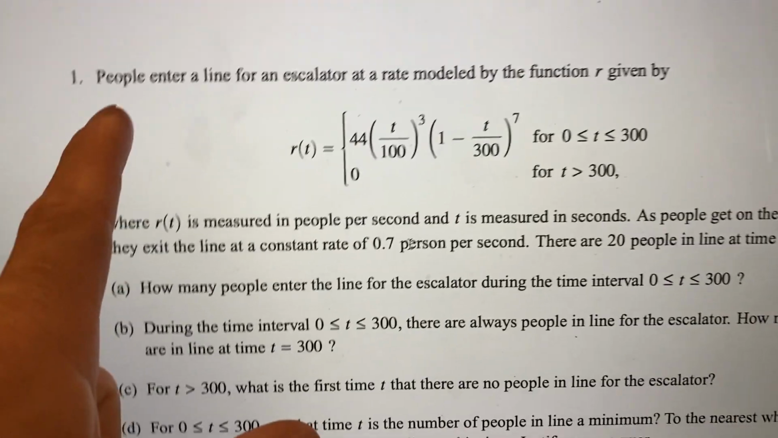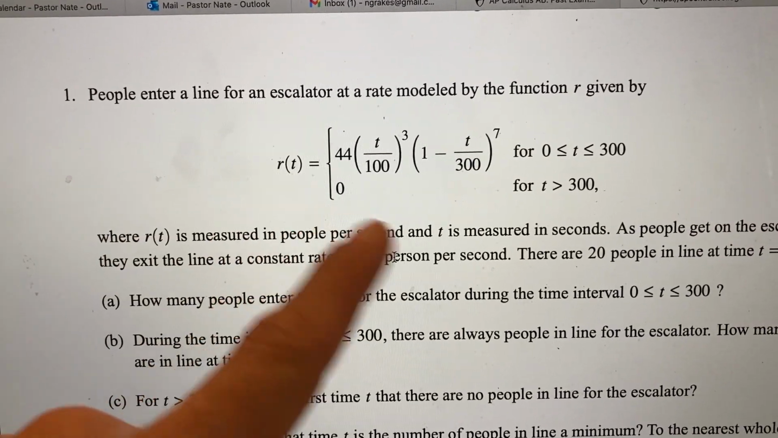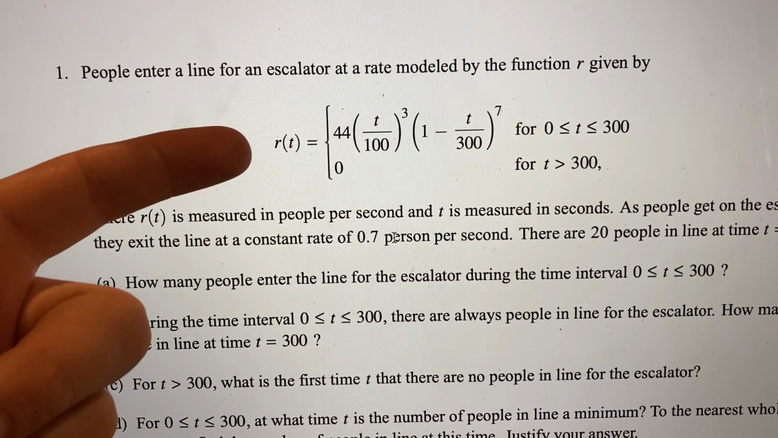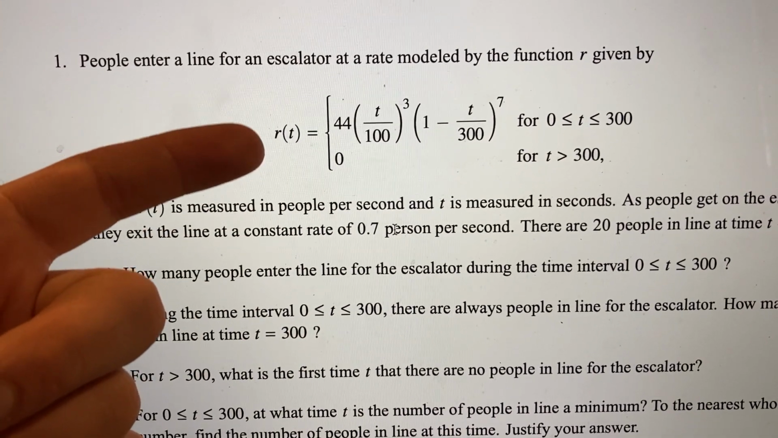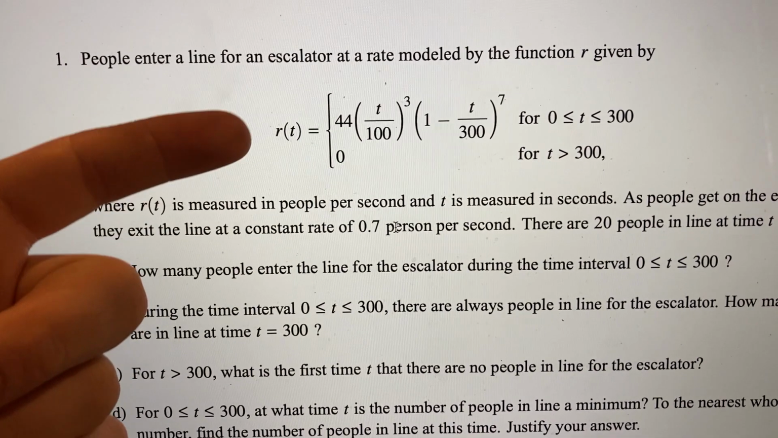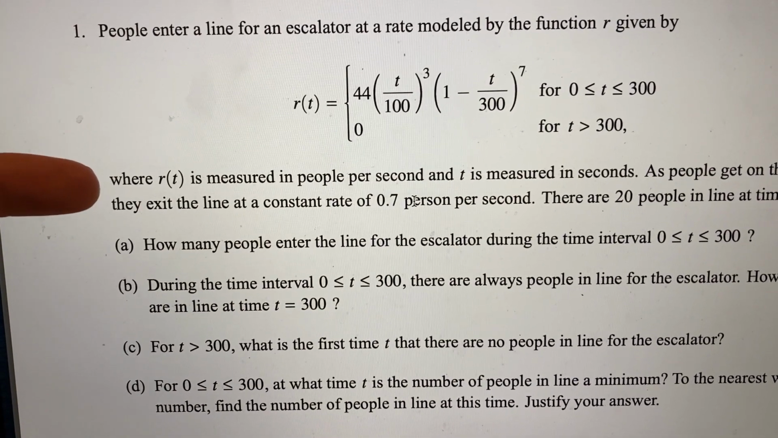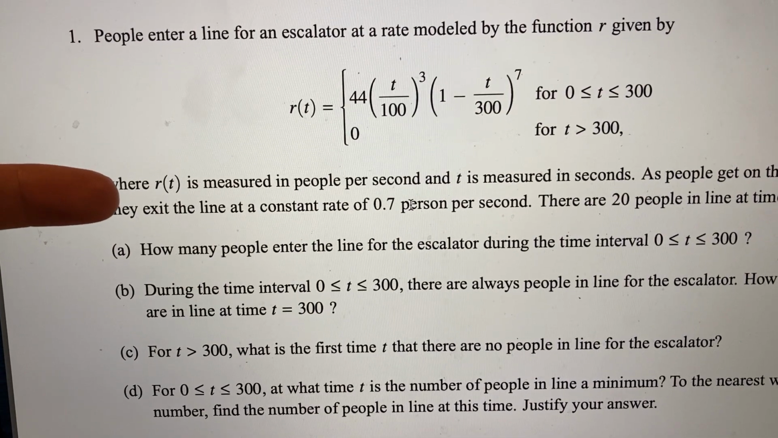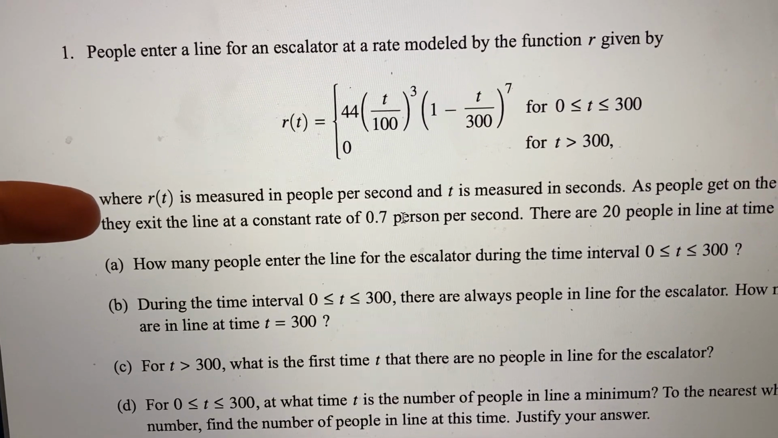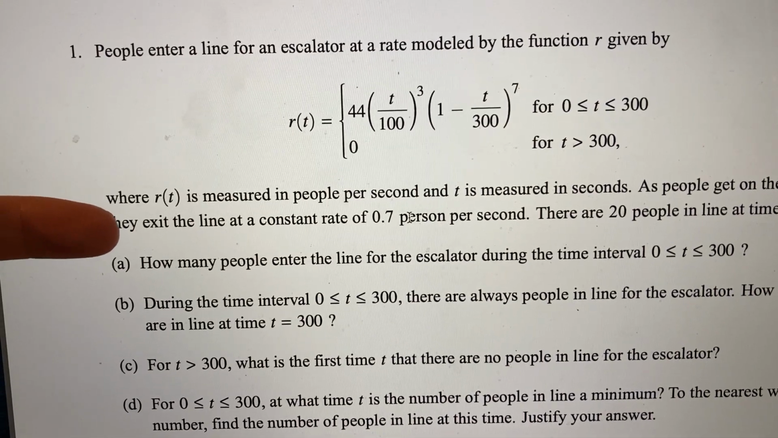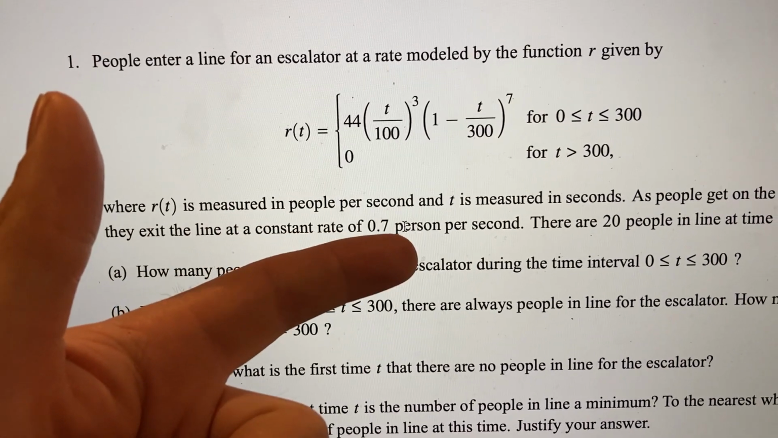It says people enter a line for an escalator at a rate. So automatically I'm thinking this is the derivative modeled by this function. This is the derivative because it's the rate. It's a little piecewise function, where R(t) is measured in people per second and t in seconds. As people get on the escalator, they exit the line at a constant rate of 0.7 per second.